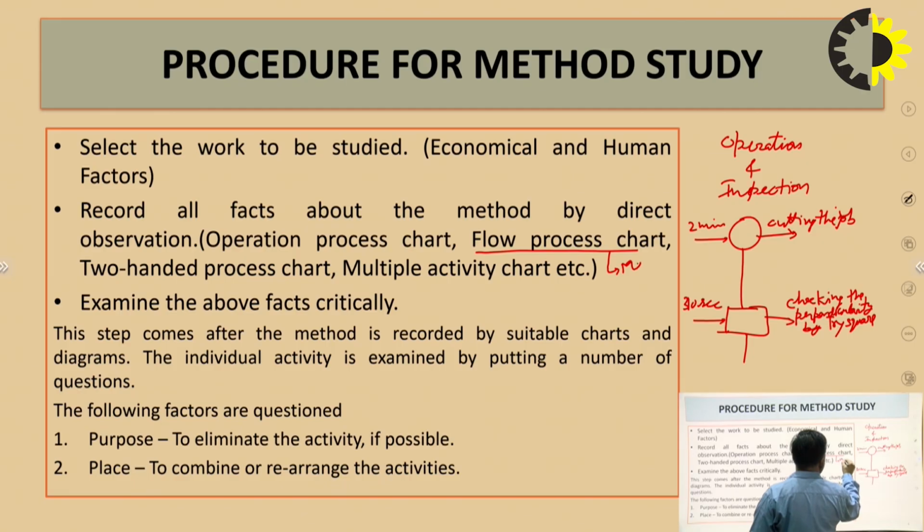man chart and machine chart. If we are having a man chart, then this chart shows the distance traveled by the man, and if we are having a machine chart, then it shows the properties of the machines. So this is the flow process chart.